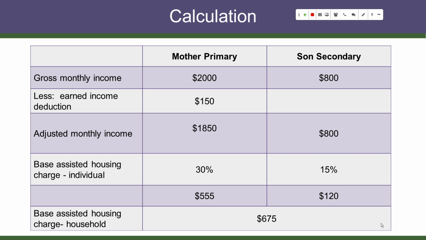But with her son, because he is a secondary occupant, we would calculate his income for the first $1,000 at 15%. In this case, he's got $800, that's all of his income, so that full amount at 15% is $120. The two combined would mean that they would be paying an assisted housing charge of $675.